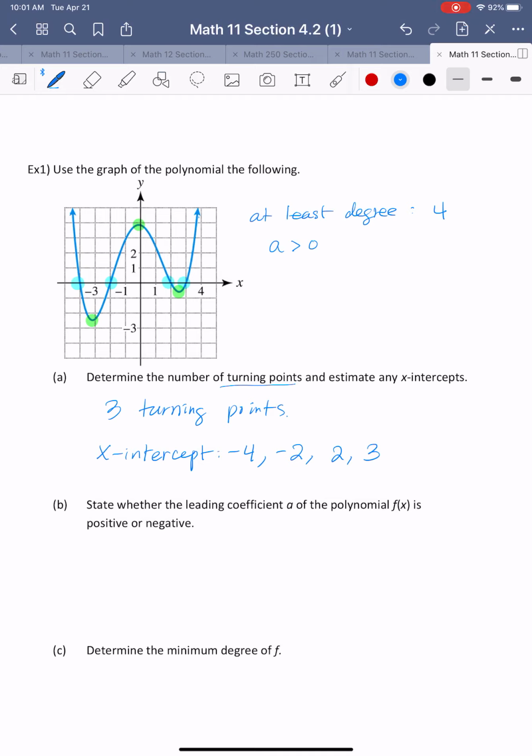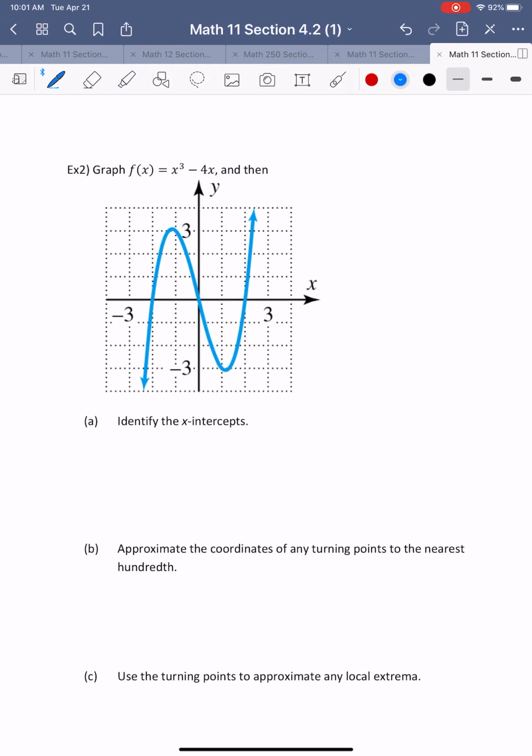State whether the leading coefficient a is positive or negative. I already knew because of the end behavior: when x goes to infinity, f of x goes to infinity, and when x goes to negative infinity, f of x also goes to infinity. In that case, a is positive. So the minimum degree is 4, because the ends go in the same direction, and it could be higher. Okay, all right. So let's look at the next problem.